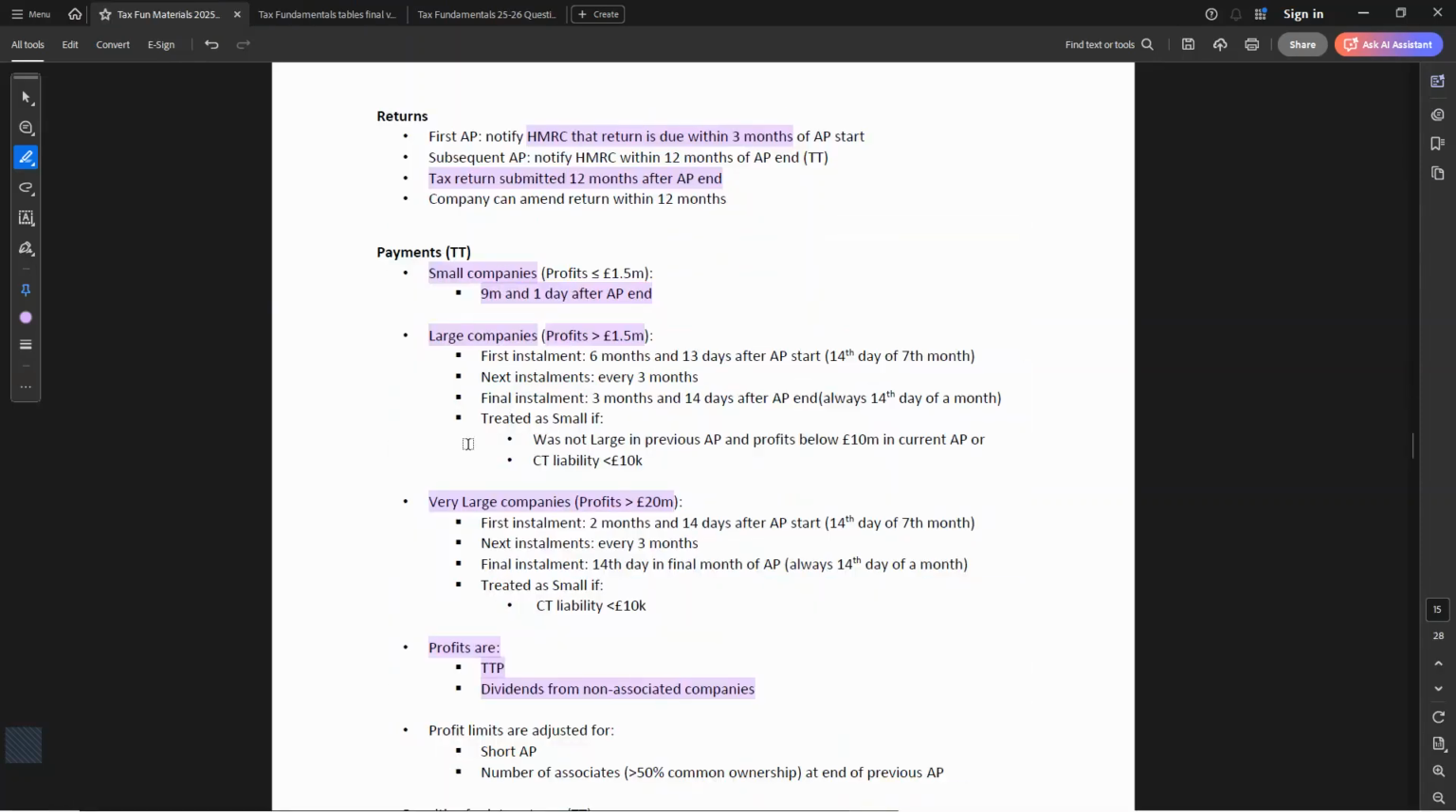Where a company is deemed to be large, the first instalment payment is due 6 months and 13 days after the start of the accounting period, which will be the 14th day of the 7th month. And then the next instalments are due every 3 months, with the final instalment being due 3 months and 14 days after the accounting period end, which is always the 14th day of a month. And again, these payment dates are in the tax tables.